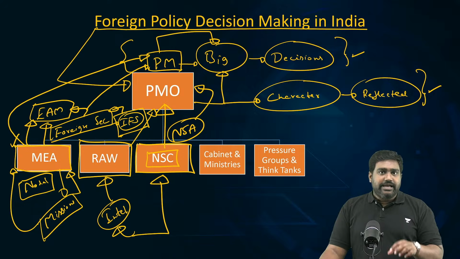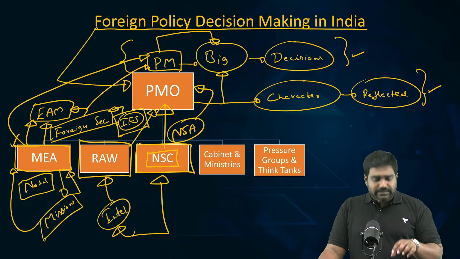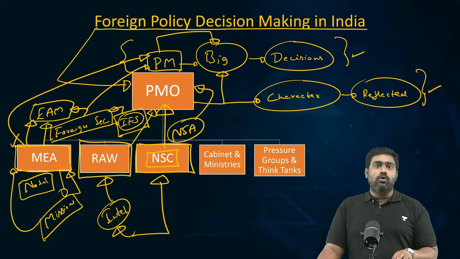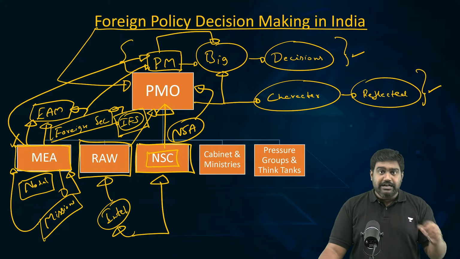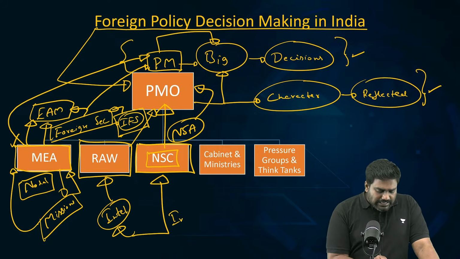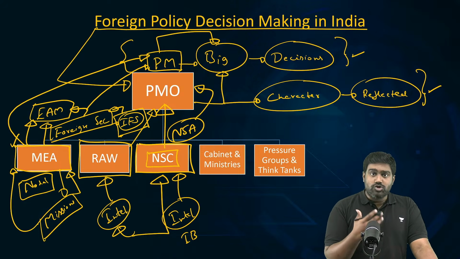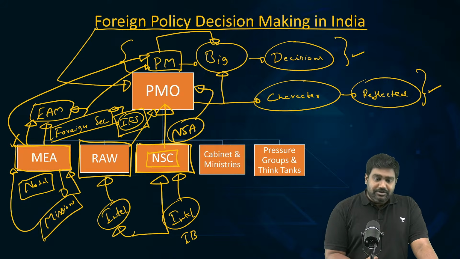So the NSA heads the National Security Council, and this organ has been playing a critical role in advising the government and the leadership. All the intelligence generated is collated here. The intelligence from IB, the domestic intelligence, then military intelligence from the army, naval intelligence, air intelligence.